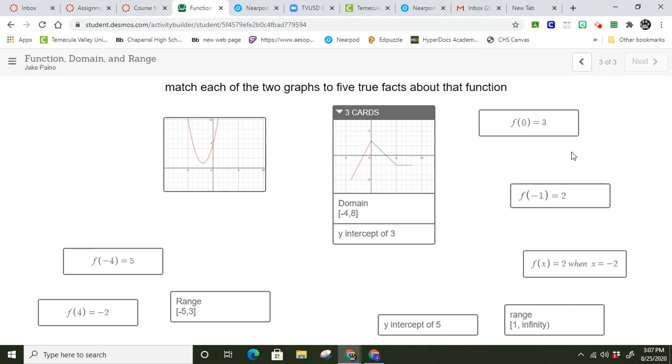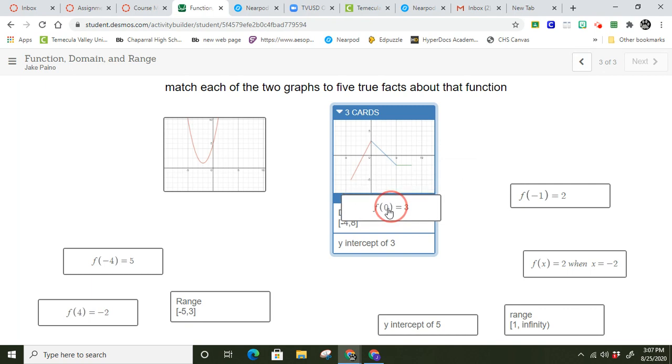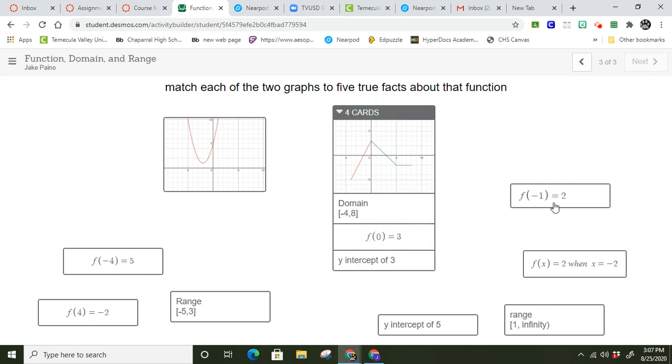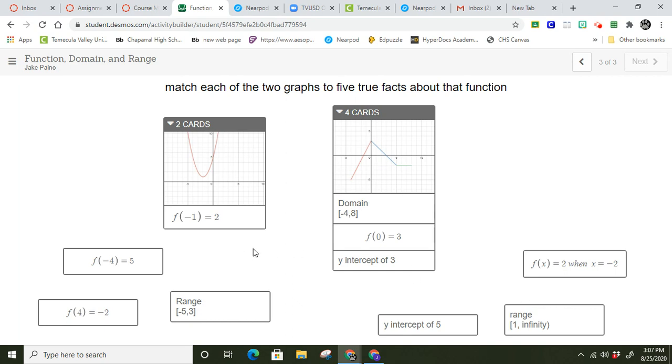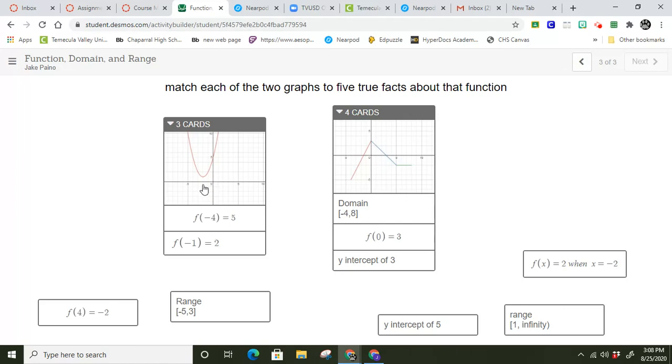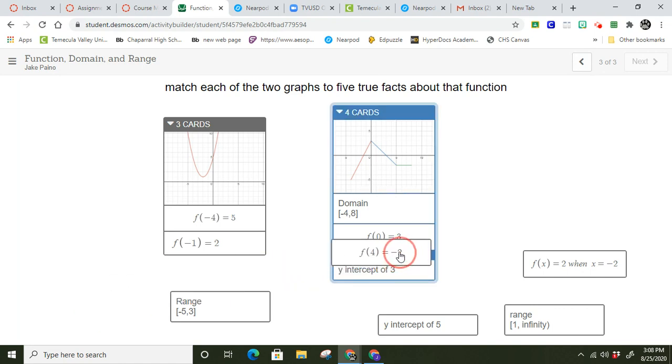Okay, f of 0 equals 3. So again, that's the same thing as saying the y-intercept is 3. So that goes there. F of -1 is 2. So that's going to be when x is 1, y is 2. F of -4 is 5. So that is that one. So when x is -4, y is 5. When x is 4, y is -2. So that is going to be 4, no, 1, 2. So it's got to be this one.